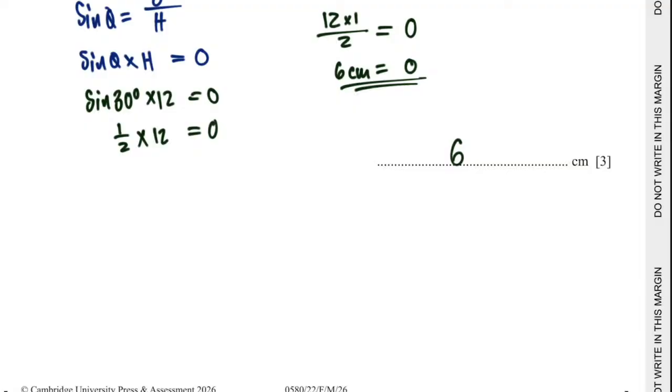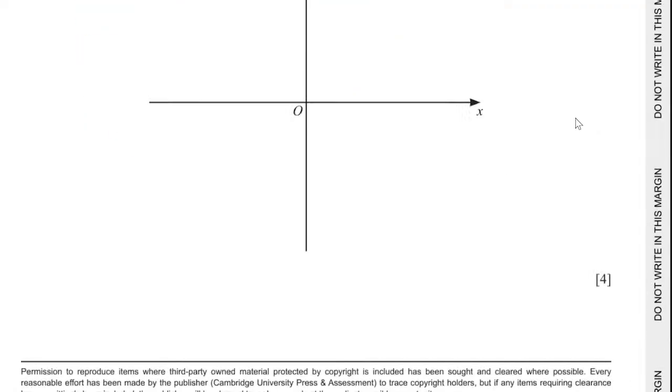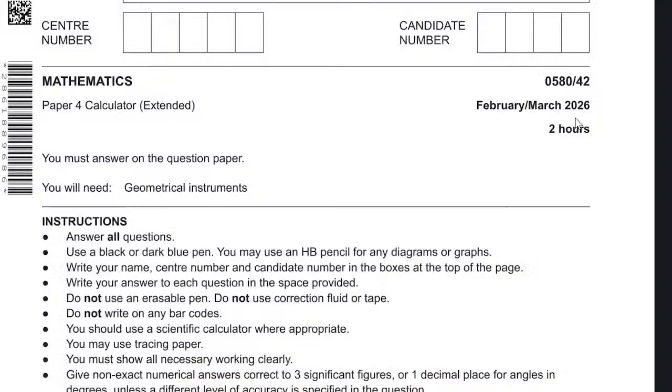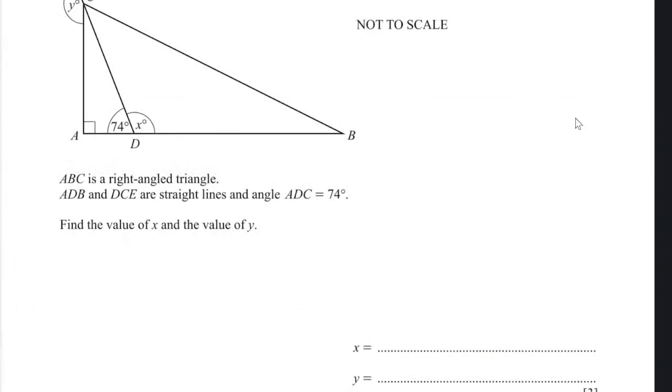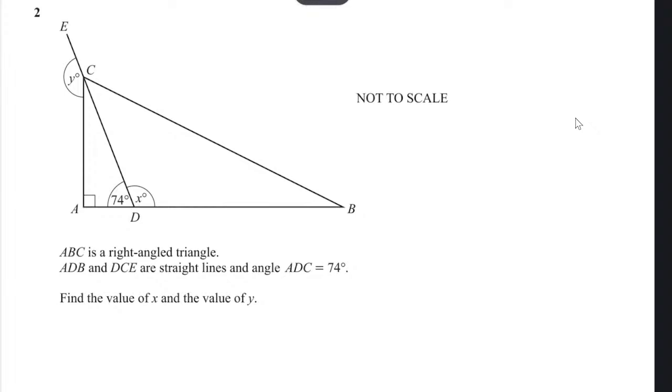Let's go to the paper 4 that was written this year, literally 3 months ago. February, March 2026. There we go. Paper 4. Let's see questions on triangles. Here is a triangle. What do they want us to do on this triangle? It is a right angle triangle.